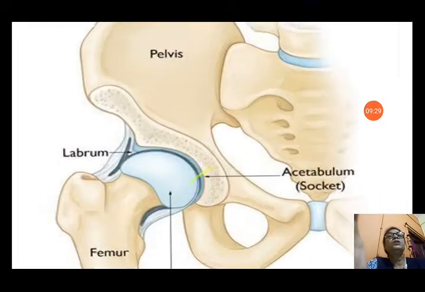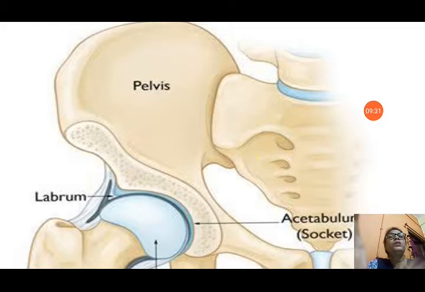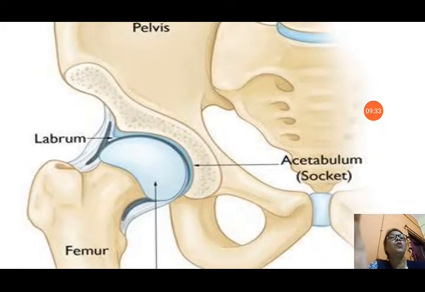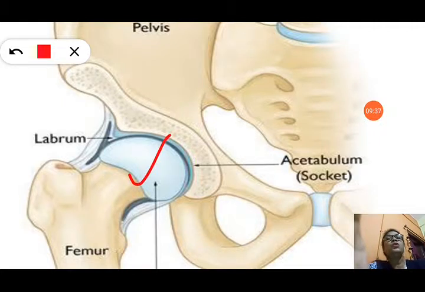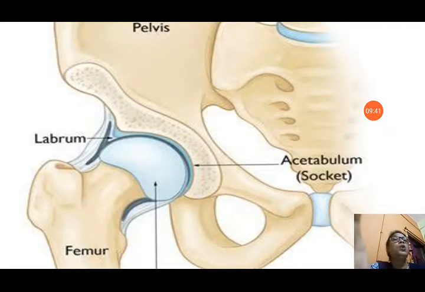Now next you can see about your hip joint. Hip joint also has a ball-like arrangement. In this you can see there is a ball and a socket. Inside this socket, free movement is allowed.